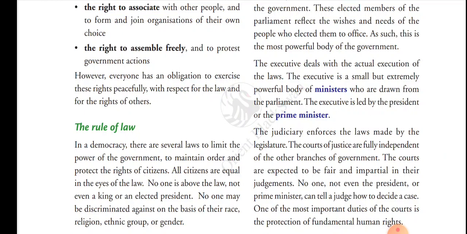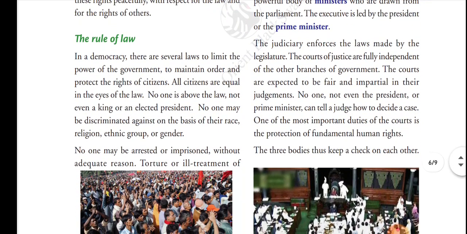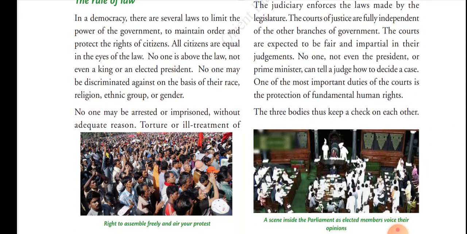So these are the fundamental rights. Now, the next key element is rule of law. Here all the citizens are equal in the eyes of law. There is no discrimination between the people. There is no discrimination on the basis of caste, creed, religion, wealth, etc. All people are equal. And even the president or the prime minister, all are equal in the eyes of law. There is no discrimination.